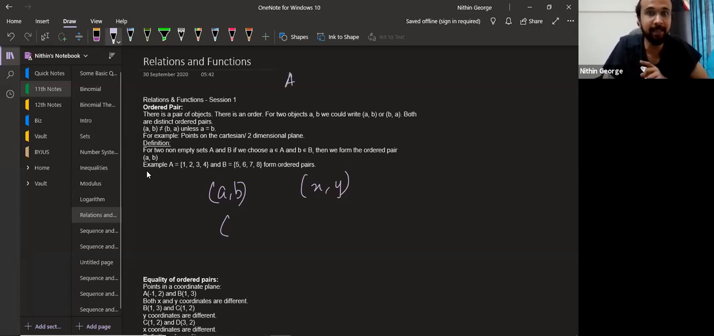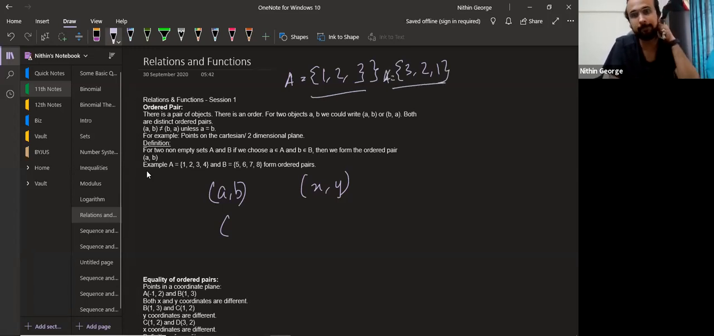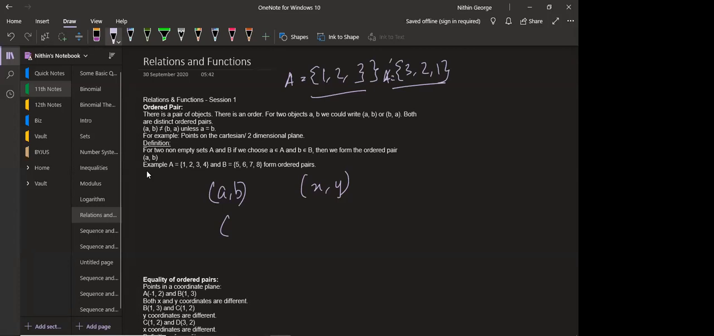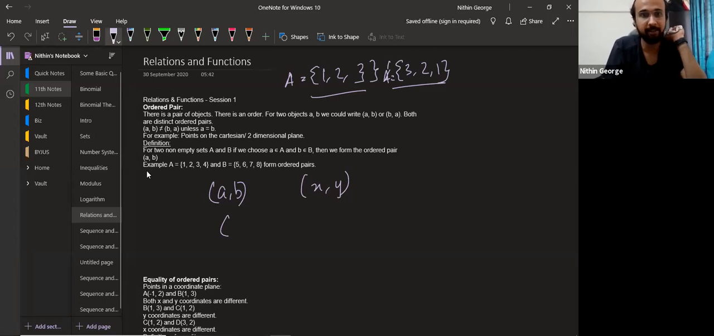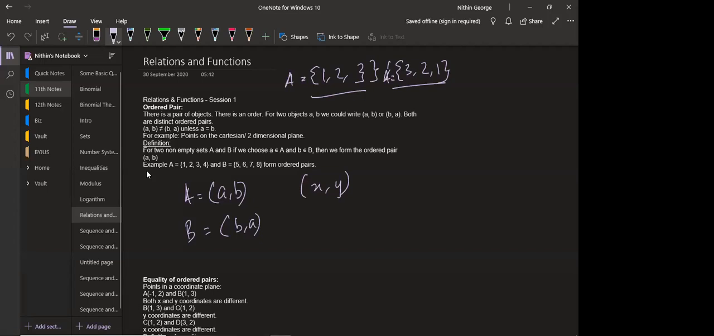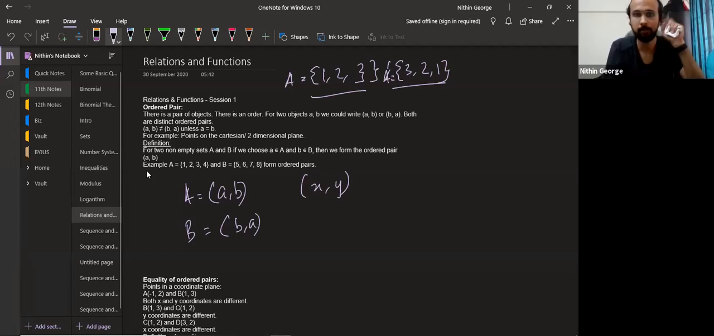When I say a set A equals {1, 2, 3}, if I write this as {3, 2, 1}, is it the same set? Am I talking about the same thing? Yes, so A and A dash are the same here. If I write A as (a, b) and B as (b, a), are they the same? No. So that ordering matters.